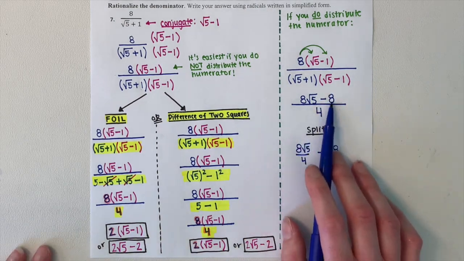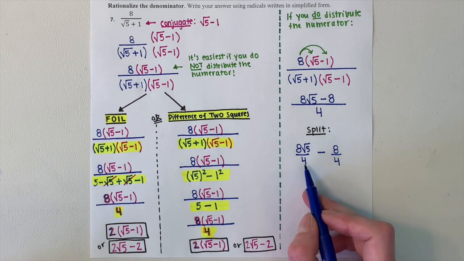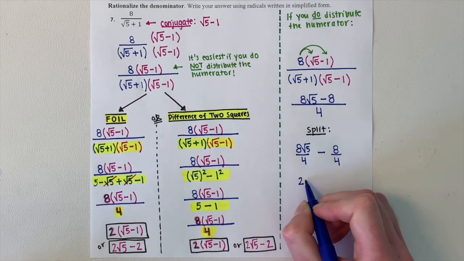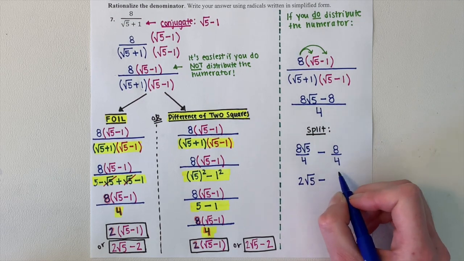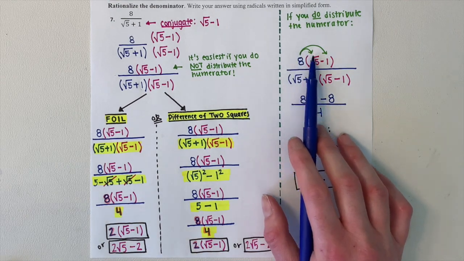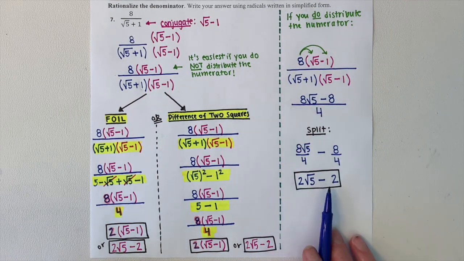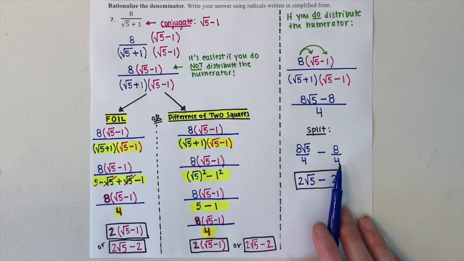Now that we've split this, we want to simplify each piece. 8 divided by 4 gives us 2, leaving us with 2 square root of 5. We'll bring down the subtraction sign, and 8 divided by 4 leaves us with 2. So you can see, if you do distribute in the numerator, you can still get the same exact answer in the end, but you just have to remember to split it apart into two separate pieces.